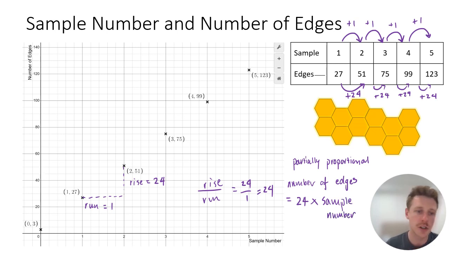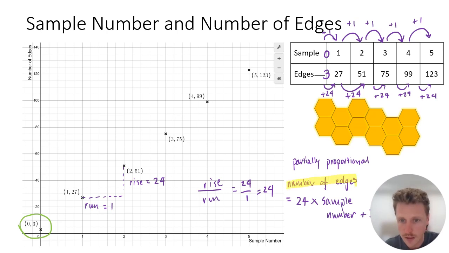Okay, do we need to make an adjustment? Well, let's have a look at our graph. We can see that when x is 0, y is actually 3. So it's the same as before. And think about it again: if there was a sample number of 0, that would actually have 3 edges to begin with, if we just follow the pattern backwards one extra step. So we have to add on that 3, again in this case. So we know now that that is partially proportional.